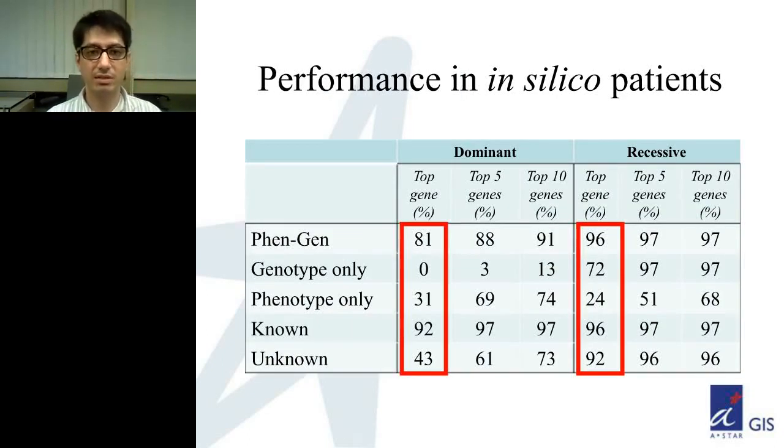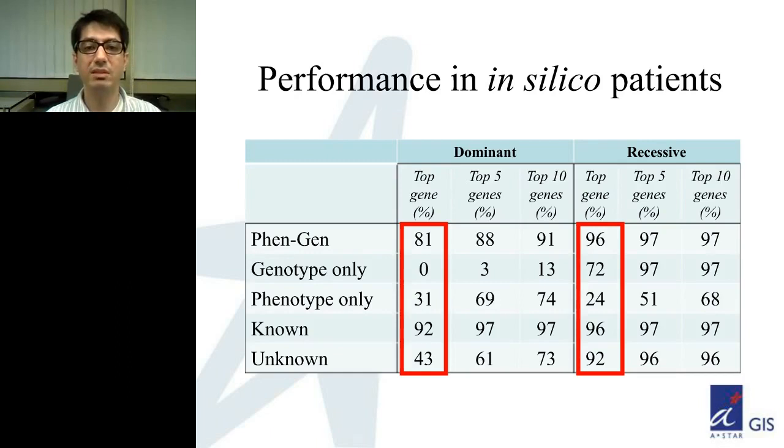And here are the results. Generally, it's easier to predict for recessive disorders, and it's a little more challenging to predict for dominant disorders. This is what we see in the top row here too. In 81% of the dominant simulations, Phen-Gen is able to correctly identify the disease causal gene as the top rank gene. For recessive, the performance is much better. In 96% of the simulations, Phen-Gen was able to correctly identify the disease causal gene if the inheritance pattern was recessive.